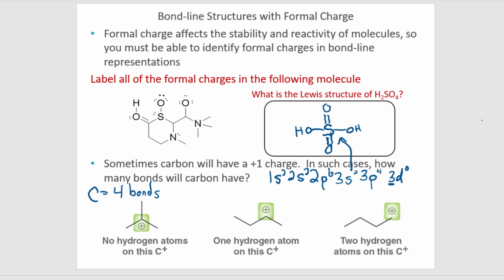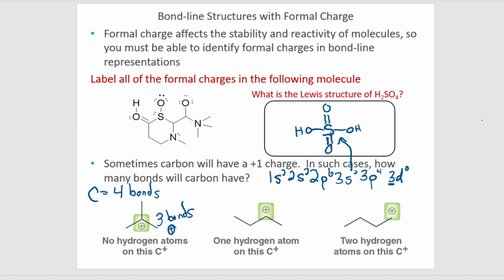No lone pairs, just 4 bonds. So if carbon has a positive charge, that means it only has 3 bonds. So when carbon is outside of its octet and it has 3 bonds, no lone pairs, it's a positively charged species called a carbocation.